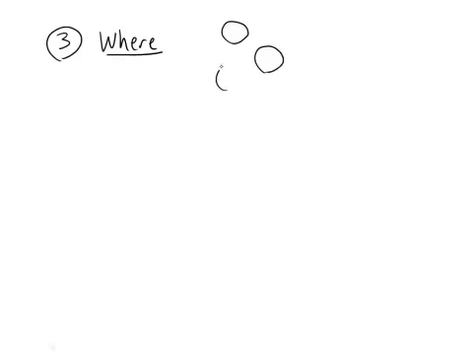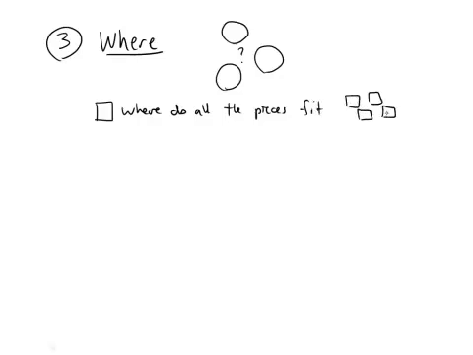Where is one thing in relation to another one? The problems of this sort go back to questions like, where do all the pieces fit? Where does this one go, and this one go, and this one go, and this one go, and this one go, to make that thing?